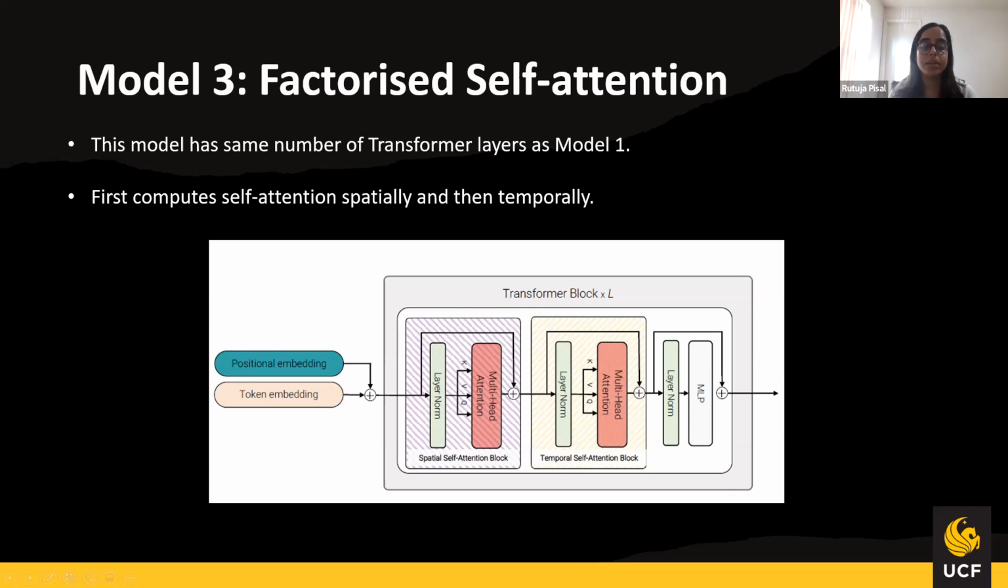So overall, they also experimented with the order of the self-attention blocks, as to which should come first: the spatial self-attention block or the temporal self-attention block. And through experiments, they found that it doesn't really matter. So yeah, this is all about model 3.